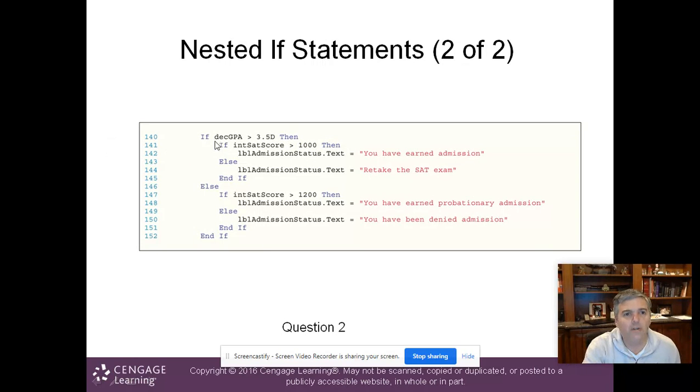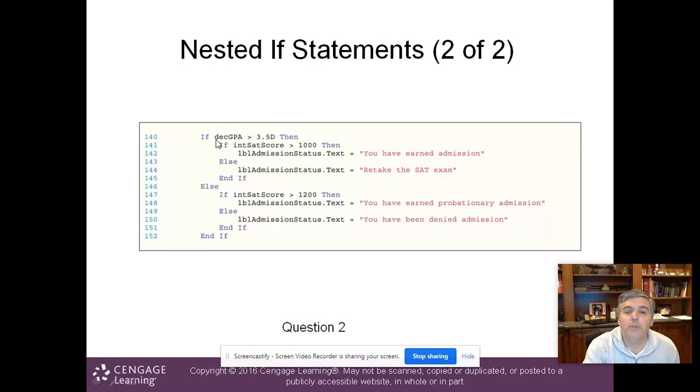So here is an example of a pretty simple nested if statement. This is like another college acceptance example. If our GPA is greater than 3.5, then we're checking if their SAT score is greater than 1,000, and if it is, we're accepting them to our college. If their int SAT score is not greater than 1,000, we want them to retake the SAT exam before we accept them. So this else goes back up to here.